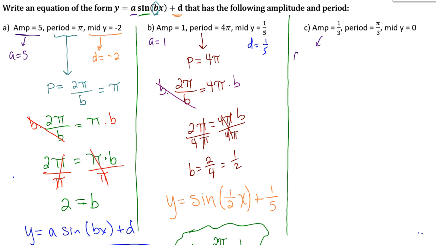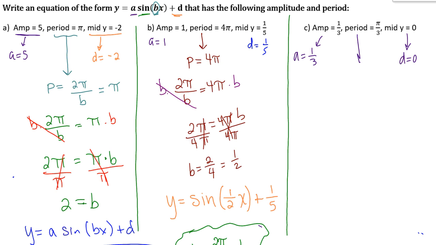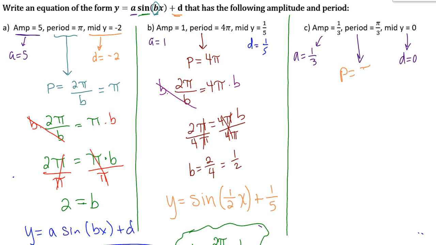Okay, next one. Amplitude 1/3, easy peasy. a equals 1/3. Midline, y equals 0. That means d equals 0. Period is pi thirds. That means we've got to solve this equation. Multiply by b. Got 2 pi equals pi over 3 times b.